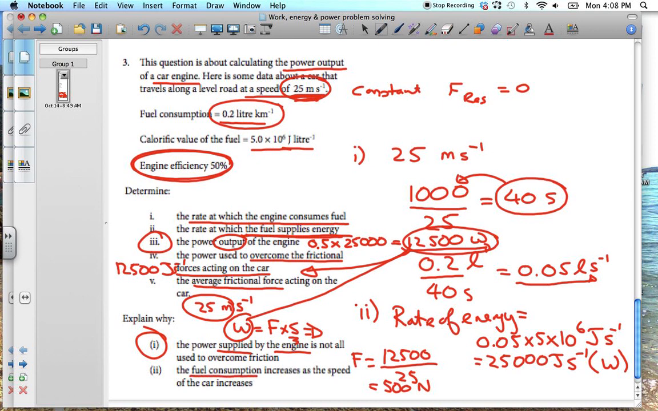This one over here is important. The fuel consumption increases as the speed of the car increases. As the speed of the car increases, the air friction increases as it goes faster, because it's moving through the air faster. So the air exerts a higher friction on the car, and therefore a greater force is required. And therefore the greater force times the distance, the energy per second needs to be increased. So because your air friction increases, you need more energy to be supplied. Okay, thank you very much.